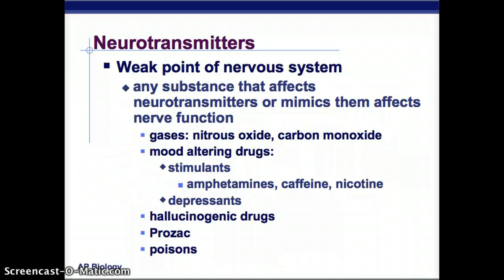So these neurotransmitters are kind of a weak point of the nervous system because any substance that affects these neurotransmitters or acts like them could affect nerve function. Things like nitrous oxide, carbon monoxide, stimulants like amphetamines, caffeine, nicotine, any depressants, Prozac, poisons, all of those will mess with the neurotransmitters and mess with your nervous system.